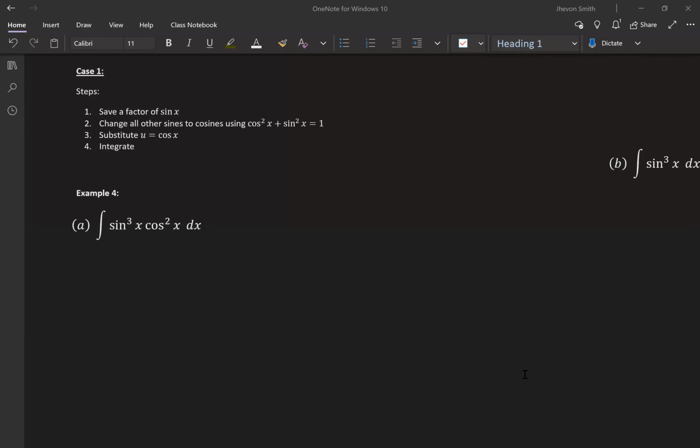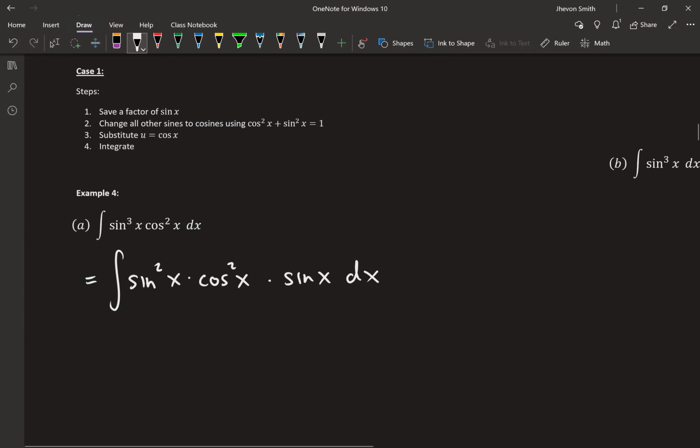What is the strategy? Well, one, you're going to save a factor of the sine, meaning you're going to factor off a sine and move it to the back. So here, that's what we're doing. Save a factor of the sine. That is step one.